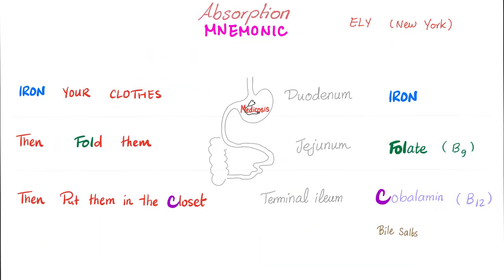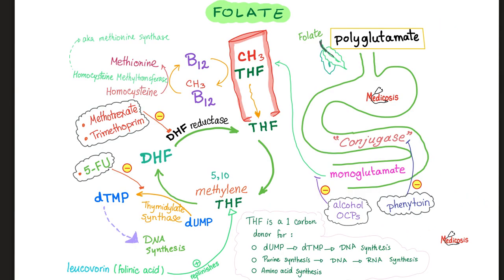Here is Ellie's mnemonic. Iron is absorbed in the duodenum, folate is in the jejunum, cobalamin is in the terminal ileum. Next, folate deficiency. But before the deficiency, let's talk about normal folate. By the way, I have a whole video about folate on my biochemistry playlist. Folate comes from green leafy vegetables. Folate helps us make DNA and divide the cell, and that's how you grow and multiply.